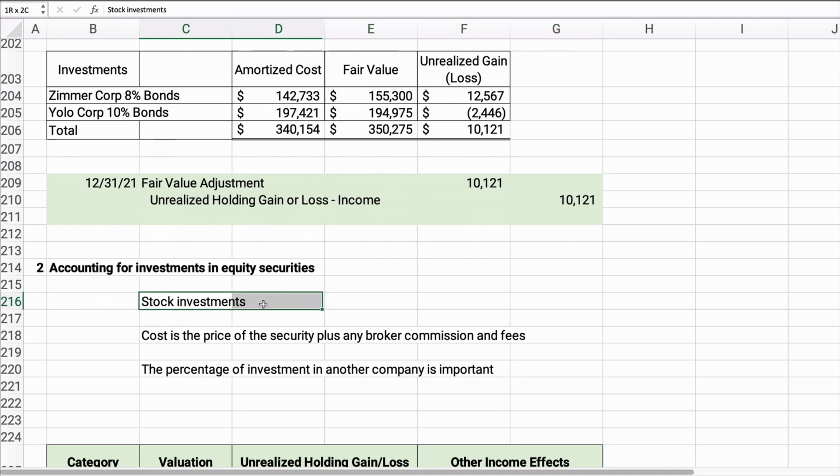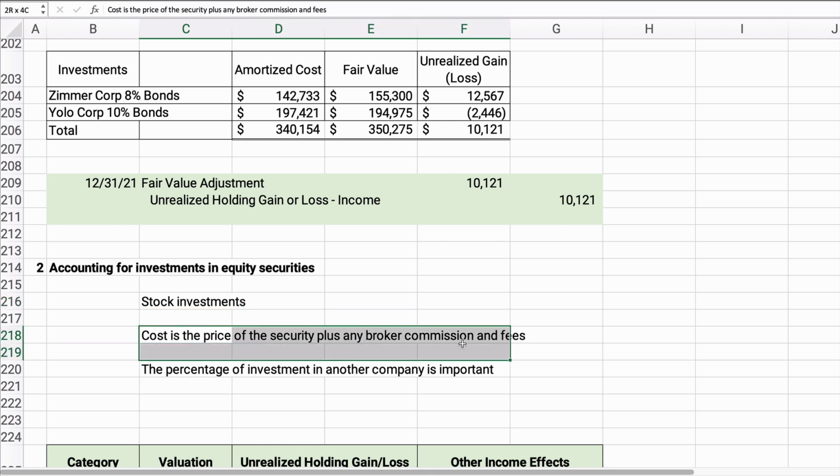All right, so let's switch over to equity securities. Equity securities is a fancy way to say stock, right? So stock securities, I guess technically it would be mutual funds or exchange traded funds that own shares of stock. So the cost is the price of the security plus any broker commission and fees. The percent of an investment is important, because remember, stock is ownership of a company. So if you own 10% of the stock, you own 10% of the company. If you own 51%, then you control that company.